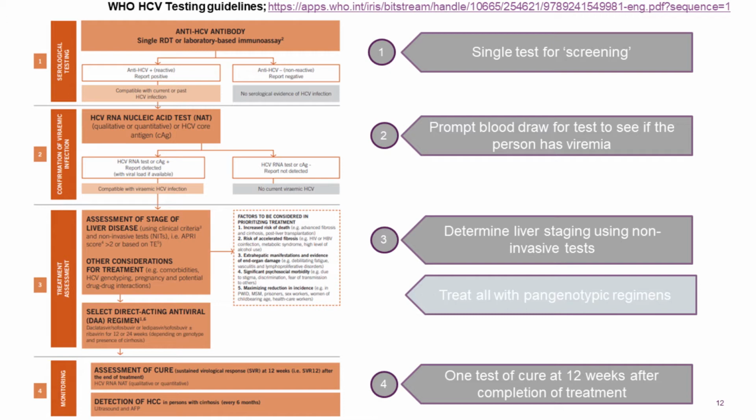The second is a prompt test to understand if the person who has been exposed is in fact viremic and thus requires treatment. The third test is a test to determine the liver stage. So we want to understand how damaged the liver is at this point. Once you have those 3 informations, those 3 tests, then you can treat all with pan-genotypic regimens. And step number 4 is 1 test of cure at 12 weeks after completion of treatment. This test is done to determine if the treatment was effective and the person is thus cured of hepatitis C.